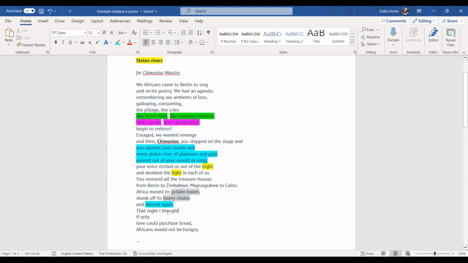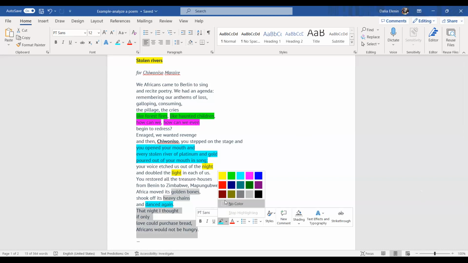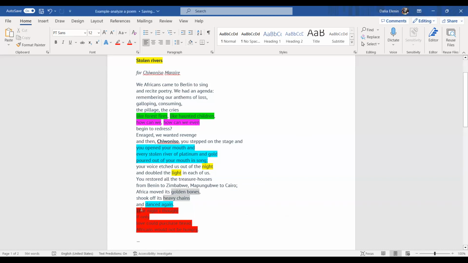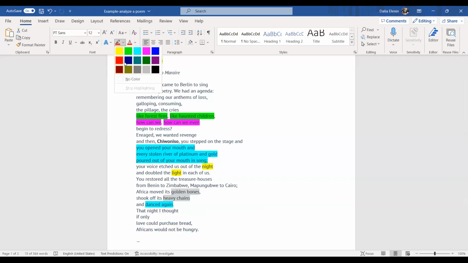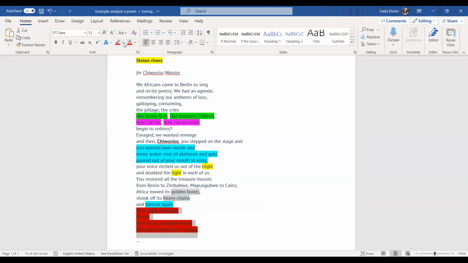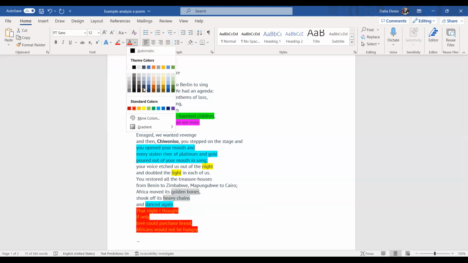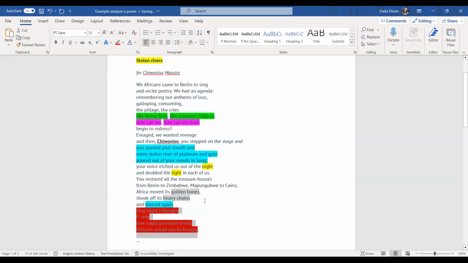"That night I thought if only love could purchase bread, Africans would not be hungry." So here, those last lines, these are the poet's message. The poet wanted to give us a message. What is his message, dear class? I put it in a different color, hopefully you can see. He wanted to tell you the message.